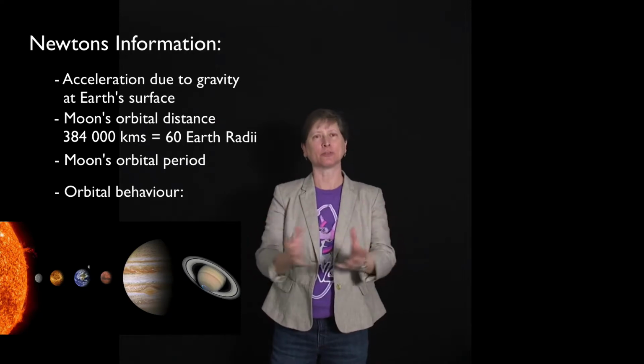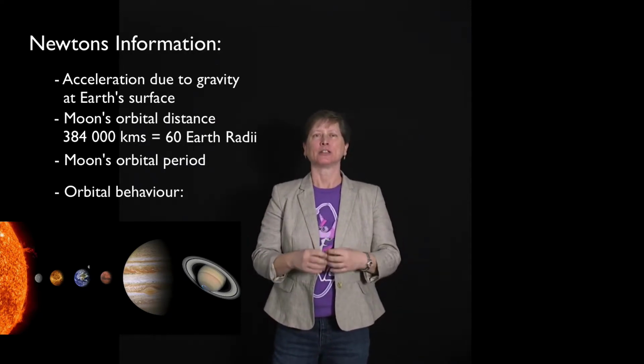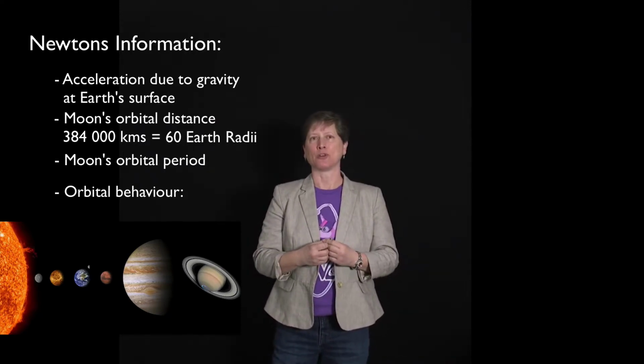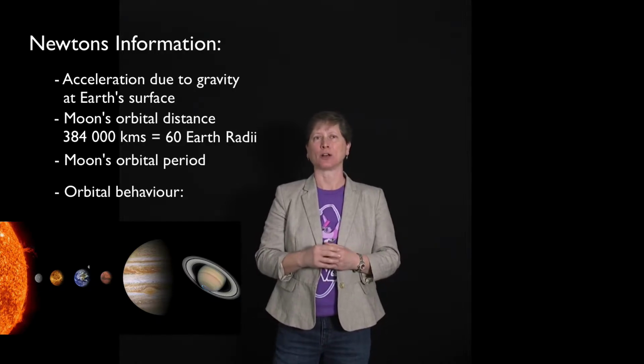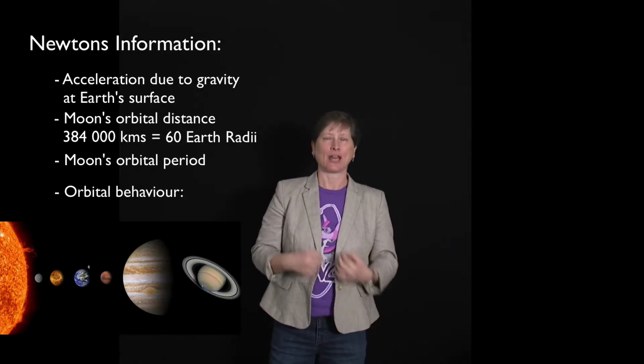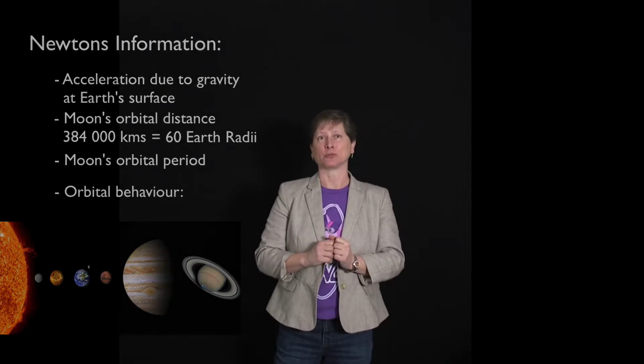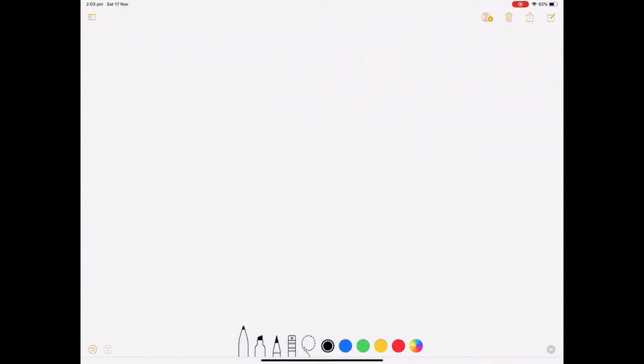So he took all of this information and put it together to try to understand the forces that were involved in causing the motions that were going on in the solar system. And for now, we're going to go and do some numbers with him. So when you look at the moon's orbit, it looks like it's basically a circle. And if you have something that's going in a circle, then you have a centripetal acceleration.